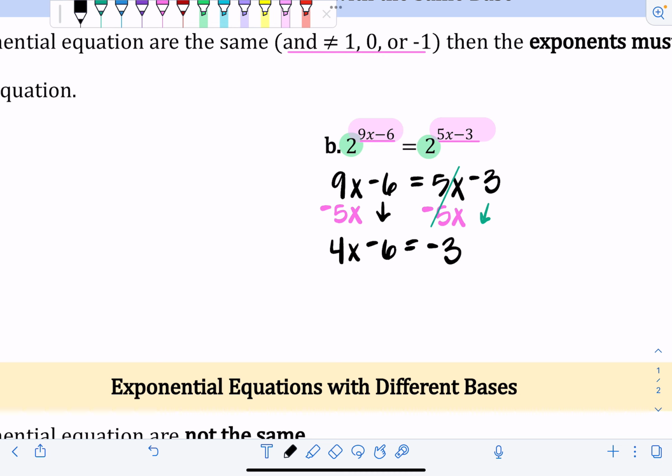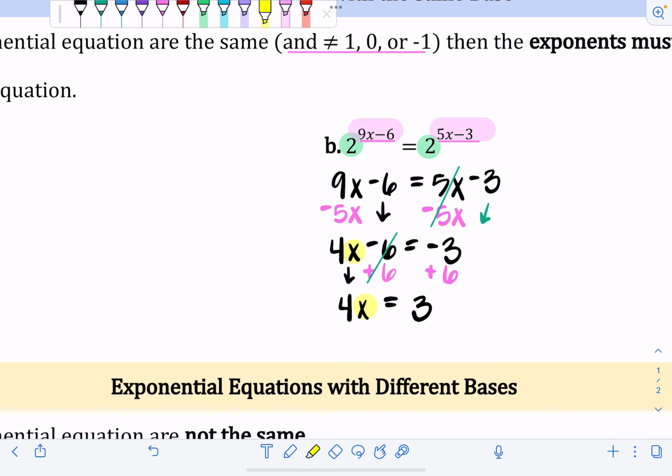Now that I have the x's on the same side, we didn't have to do this on the last problem, but my goal is to isolate x to get it by itself. I would usually want to undo addition or subtraction first. So I'm going to cancel out this -6 by adding 6 to both sides. Then I bring down my 4x. The -6 plus 6 cancels out. And then I have equals -3 plus 6, which is 3.